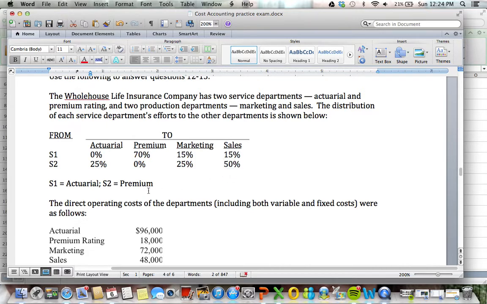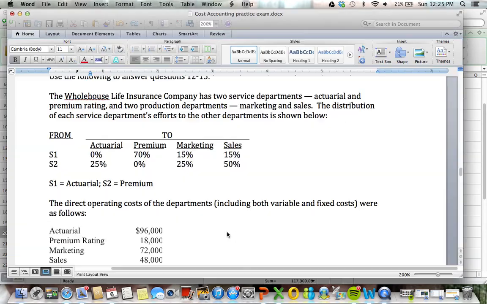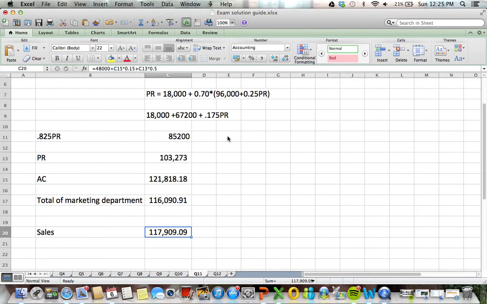That's fine. But think about it. That premium has already been allocated out. So if 70% of actuarial ended up in premium, now I'm going to allocate 50% of the premium over to sales. So it's going to flow through in a different way, but we can use actual numbers. So that's why I'm using 15% here for the actuarial, and I'm using 50% for the premium. I'm using actual numbers because all the other costs were already allocated. And that's the difference between the reciprocal method and the direct method.